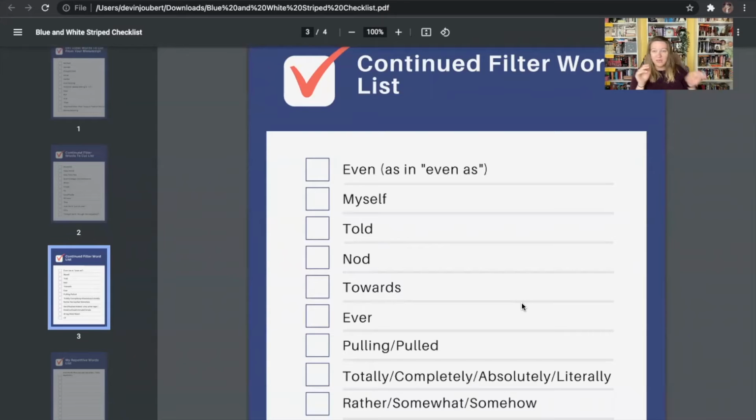And when I do my line edit, I will pay really good attention to my filter words to make sure my sentences are nice and crisp. Basically, when you have filter words in your story, it creates distance between you and your reader, which makes it really hard for your reader to feel connected to your story and your characters. So that's a good thing to remember.